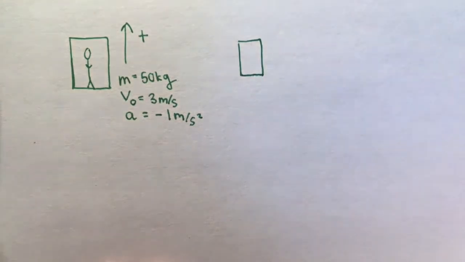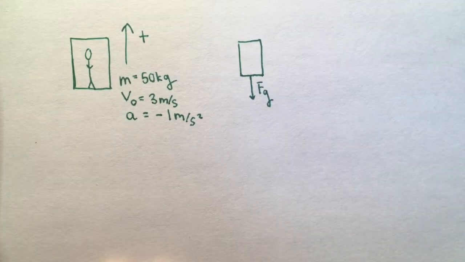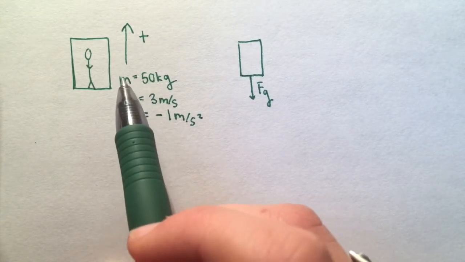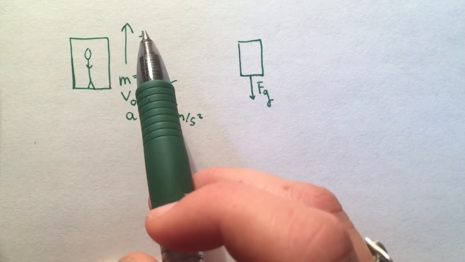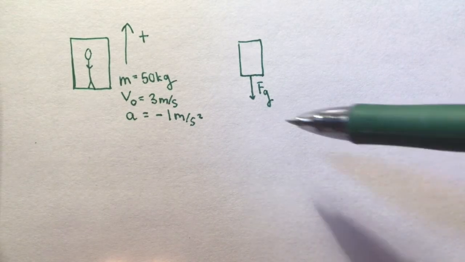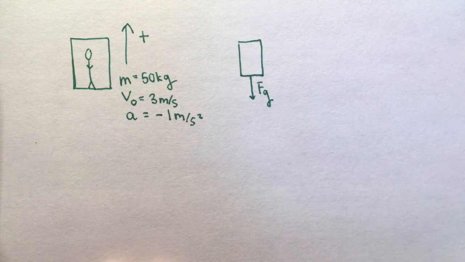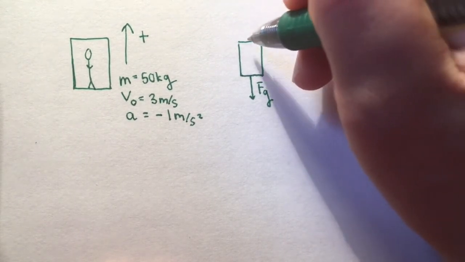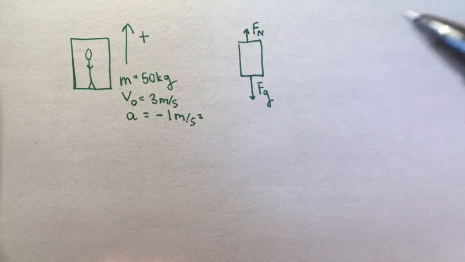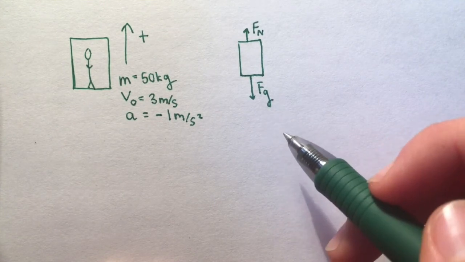I'm going to draw a free body diagram of the person. So this is my person. There is the force of gravity downwards. And because the elevator was originally moving in the positive direction, and the acceleration is in the negative direction, I know that the net force must also be in the negative direction. And that means that the elevator is slowing down. So that means that the normal force is less than the force of gravity. This will allow the elevator to slow to a stop as it is moving upwards.